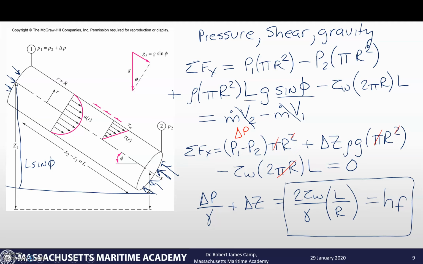Let's finish our discussion about the head loss and how we're putting it together. In the last videos we came up with this form that we can find HF and tie it to the shear stress of the wall: twice the shear stress of the wall divided by the specific weight of the fluid, times the ratio of the length to the pipe radius, is going to equal the head loss for the pipe.